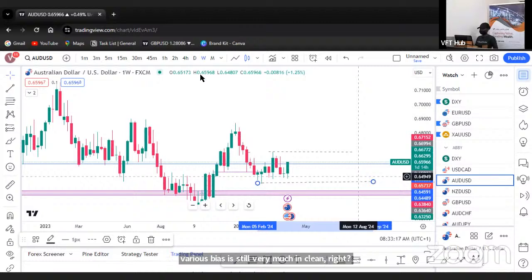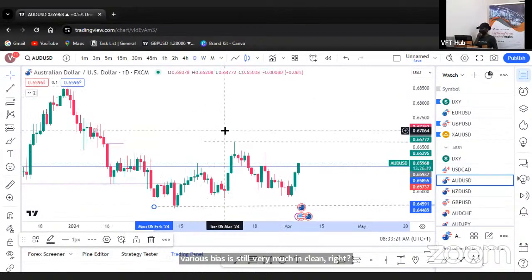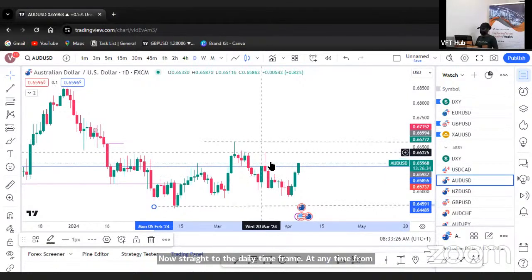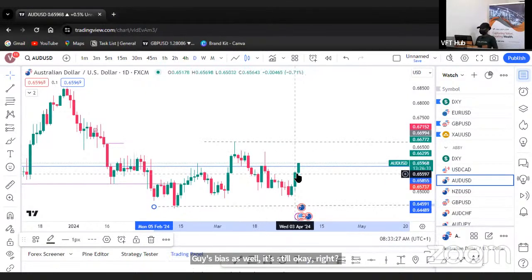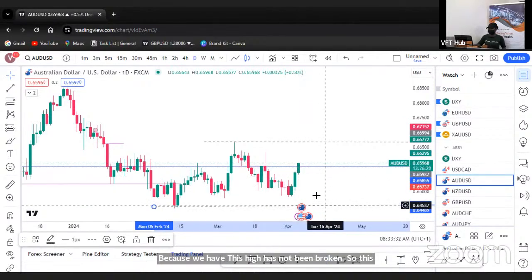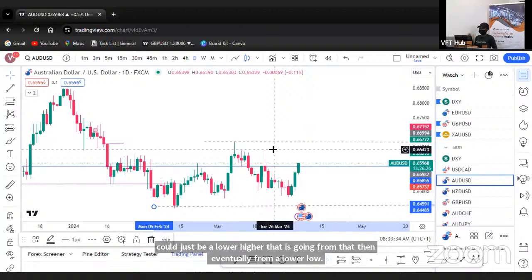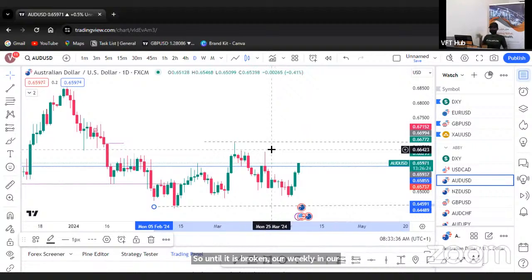Now, straight to the daily time frame. Our daily time frame bearish bias as well is still in play, right? Because this high has not been broken. So this could just be a lower high that is being formed that will then eventually form a lower low. So until it is broken, our weekly and our daily time frame are still bearish.